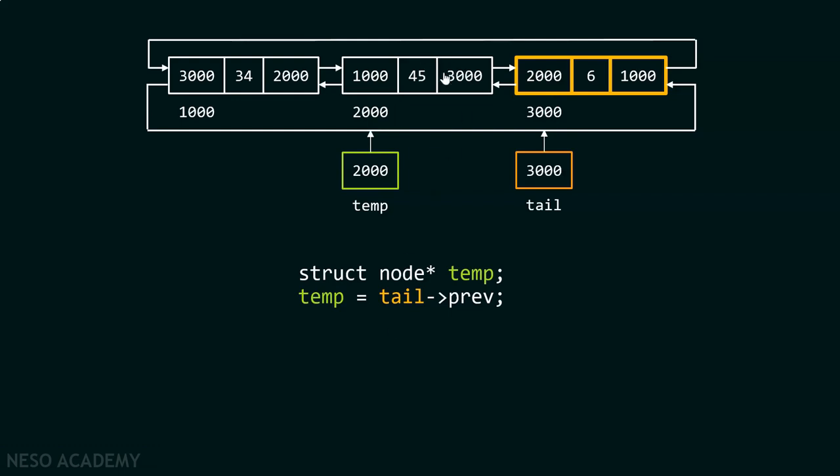After this, we will update the next part of this node so that it can point to the first node of the list. For this purpose, we can write this line of code: temp next equal to tail next. You can see over here that it is now updated.